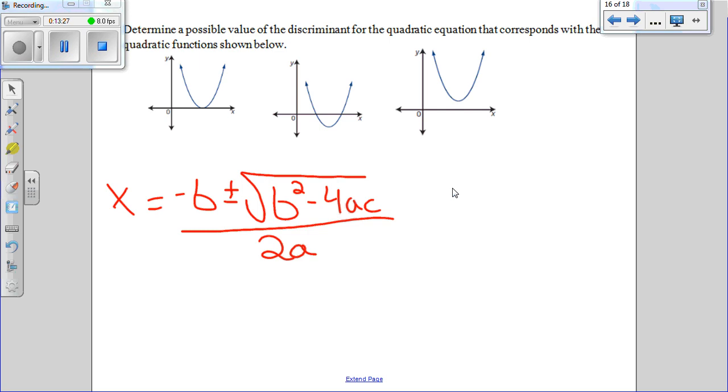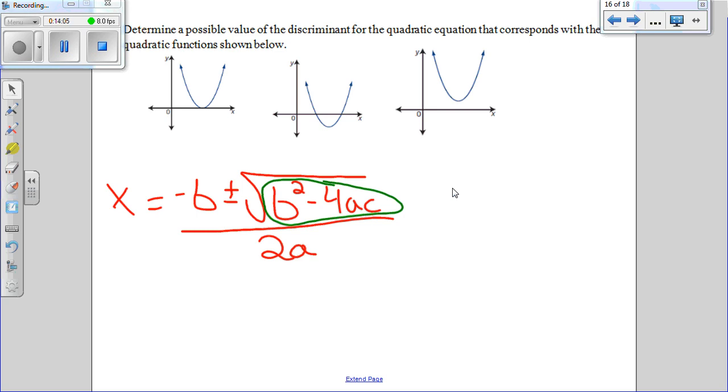And the discriminant can help you figure out how many x-intercepts you're going to have. The reason why it'll do that is that the quadratic formula calculates x-intercepts. If you have a discriminant that's negative, then the quadratic formula won't work, right? Because you're square rooting a negative number. If the quadratic formula doesn't work, that means you have no x-intercepts. It's not possible.